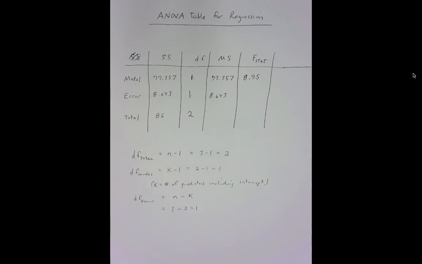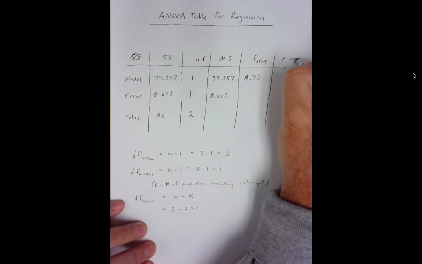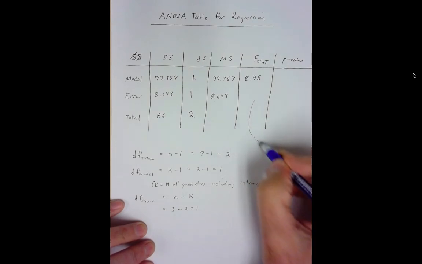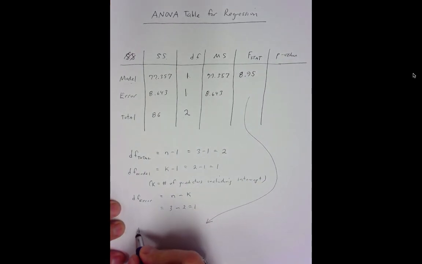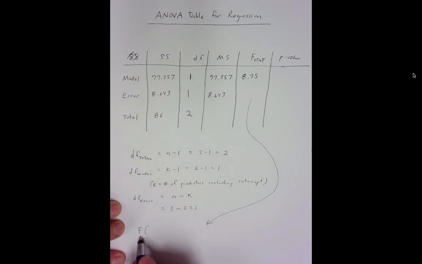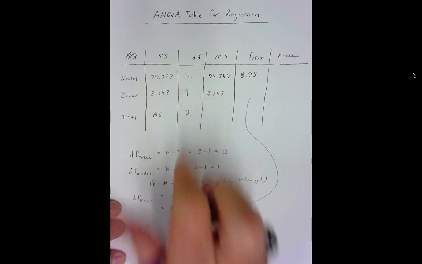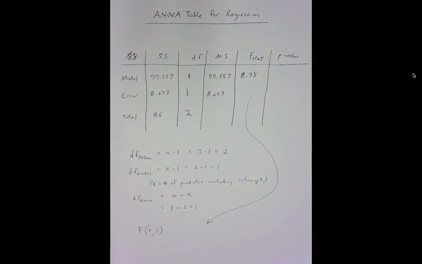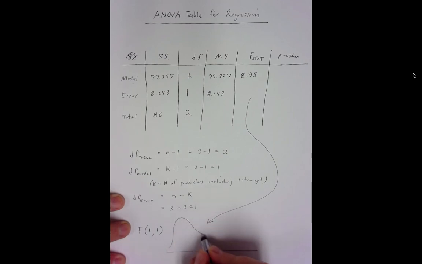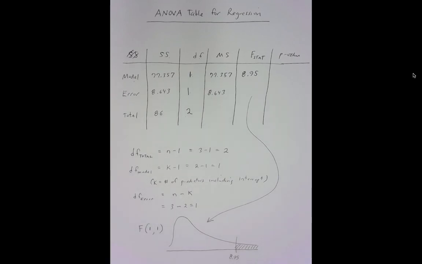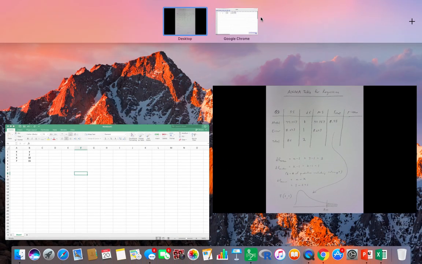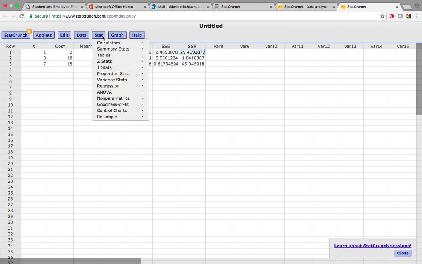is our F statistic. Now, our p-value is found. We are dealing with an F distribution, degrees of freedom 1, 1. Only the degrees of freedom for the model and the error define your distribution. So we have this F distribution, degrees of freedom 1, 1. We have a test statistic of 8.95. Our p-value is the area to the right of that.